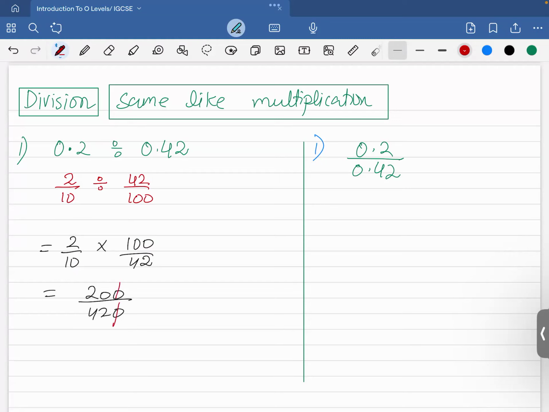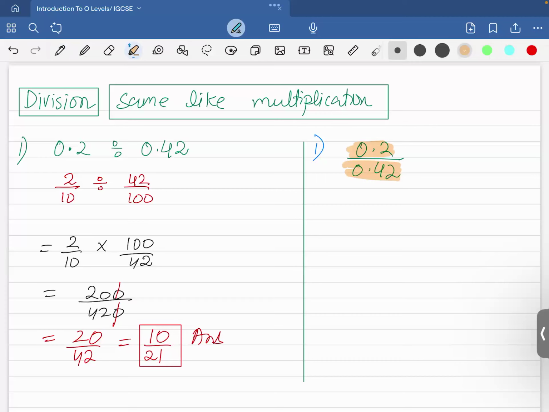I can cancel these two zeros. 20 divided by 42. Aisha, 20 divided by 42 is 10 over 21. Agree or not? So that is my answer. Now you can see one thing here. Ayla, can you see that this question is written in this format? The upper one is 1 dp, but the lower one is 2 dp. Agree or not?